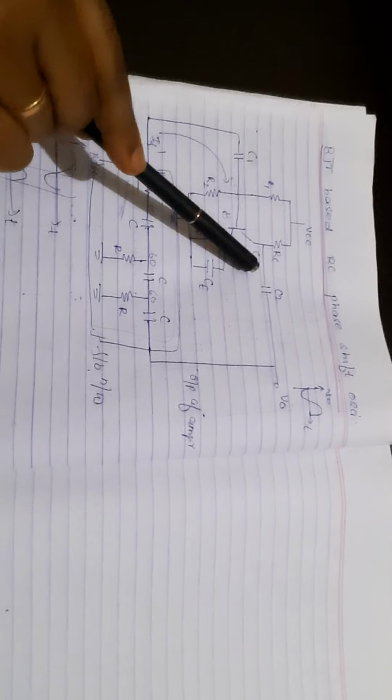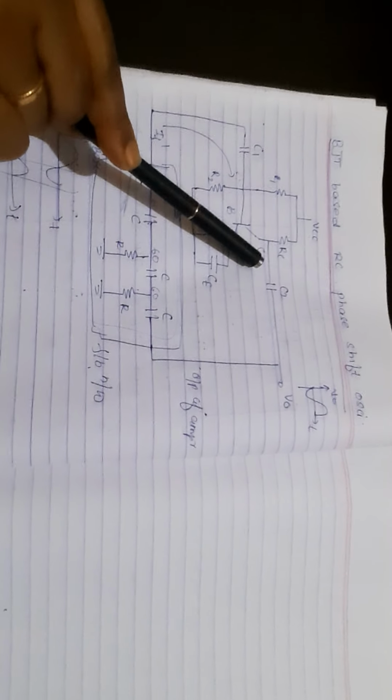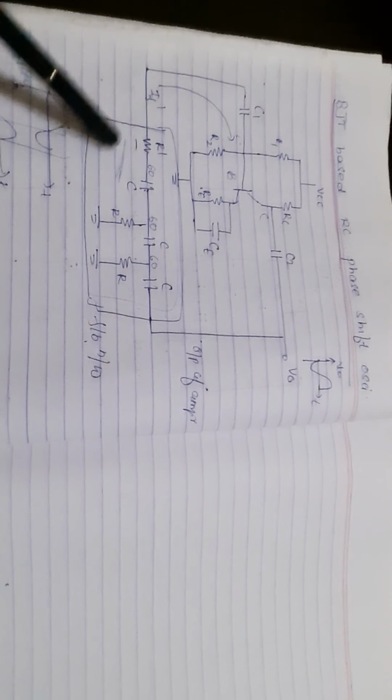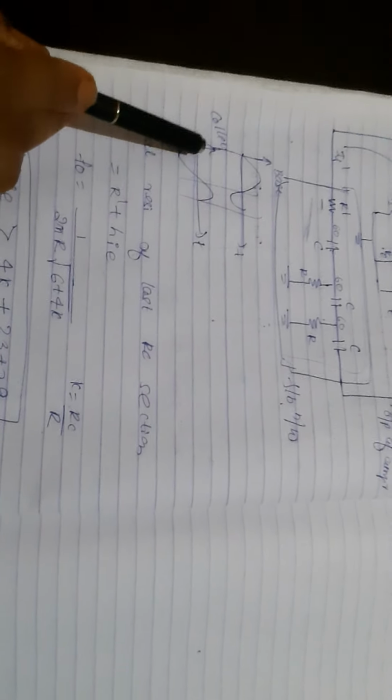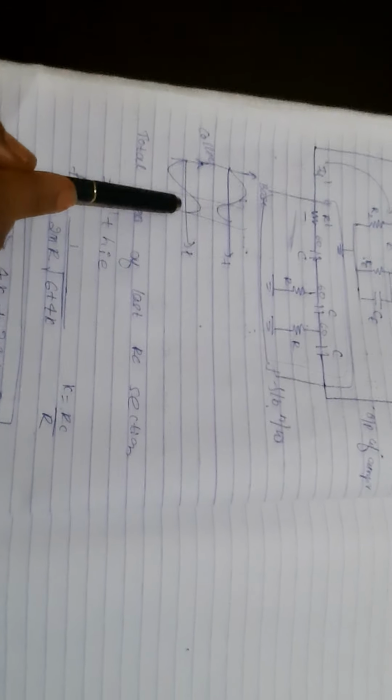At this point we will be getting a 0 degree sine wave. At this point we get a 180 degree phase shifted sine wave because of this RC network. One RC will give a phase shift of 60, the second RC will give a phase shift of 60, and this RC will give a phase shift of 60. So the total phase shift will be 60 plus 60, 120, plus 60 is 180. While selecting this RC, we should select it such that the three RC sections give a phase shift of 180 degrees. If at the base I am getting this kind of wave, at the collector I should get this kind of wave, shifted by 180 degrees.